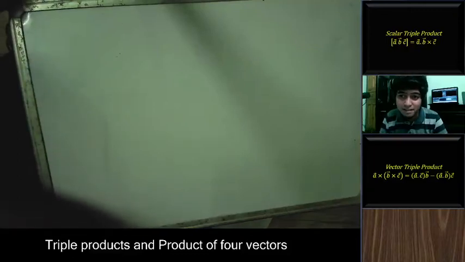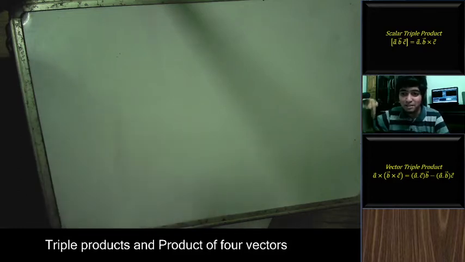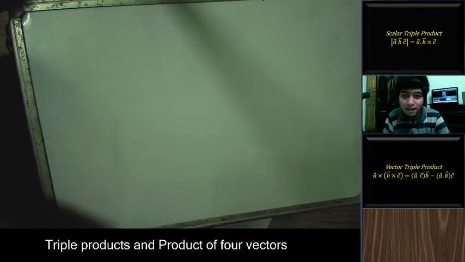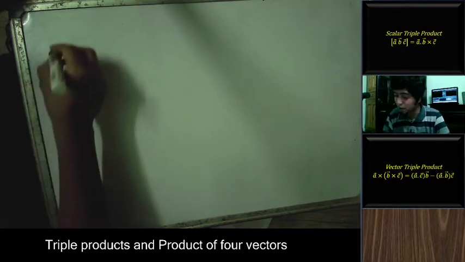Hello. So yesterday we have seen scalar triple product of three vectors, which is given by the formula above. So now what we will do is we will do the vector triple product, which is given by the formula below. And also we will be doing product of four vectors. So let's just start with the vector triple product.